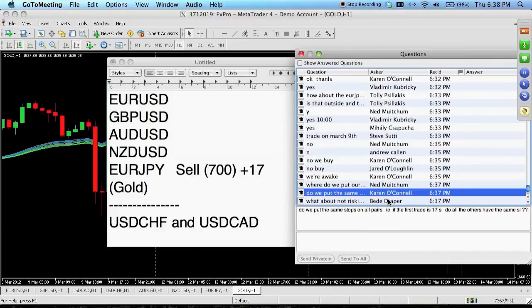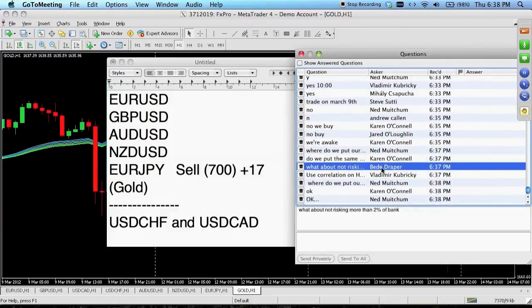Okay, Karen, same question for you. No, I just answered that question. So I think I answered your question too. Bede, what about not risking more than 2% of the bank? That's still the case. Do not risk more than 2%. That is what is taught to us in the books. You guys can follow that, but 2% really not much people follow.